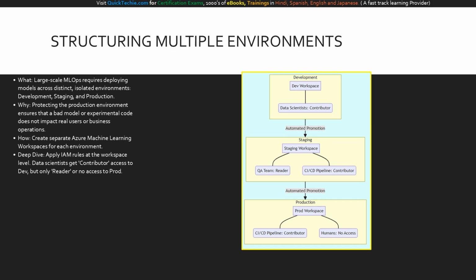This diagram maps out our multi-workspace IAM strategy. Notice the three distinct subgraphs representing our dev, staging, and prod workspaces. In the dev box, humans, our data scientists, have contributor rights. But look at production on the right. Humans have zero standing access. Only the CI/CD pipeline, representing our automated service principal, holds contributor rights to deploy the final model into production. This structural separation is the pinnacle of a secure MLOps deployment.